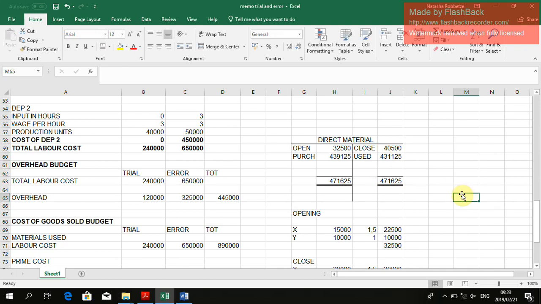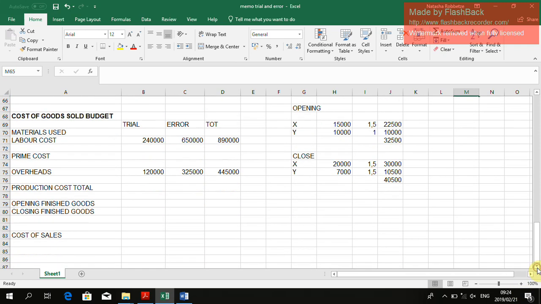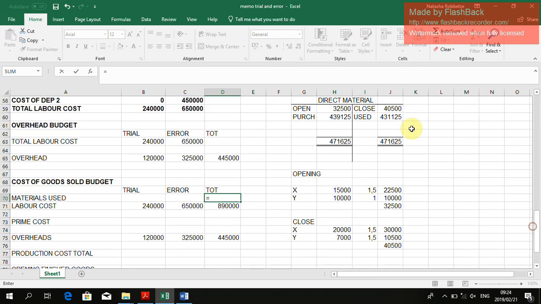which was 431,125. So that amount will then be written here in materials used. You will see for materials used, we don't have a calculation for the units separately because we calculated in terms of raw material X and Y. There we can now get to an answer for labor costs and also a subtotal for production costs, which is the prime cost, and we add the overheads.